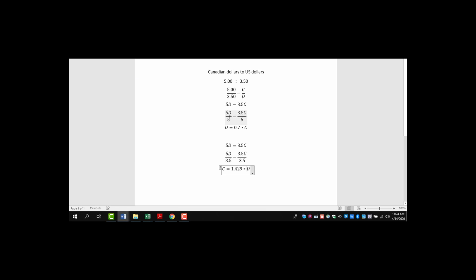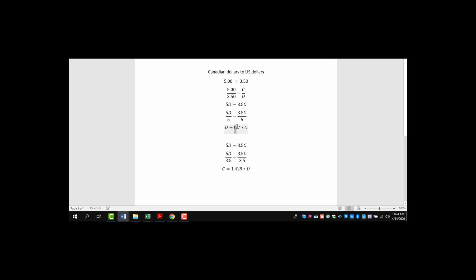Okay, so I worked out the problem. After cross multiplying and dividing both sides by 5, I get dollars equals 0.7 times C, or if I do it the other way, dividing both sides by 3.5, I get C equals 1.49 times dollars. Now let's just look at this one.